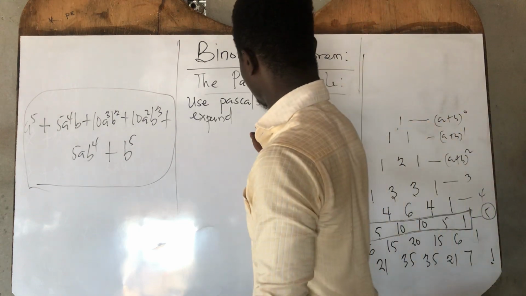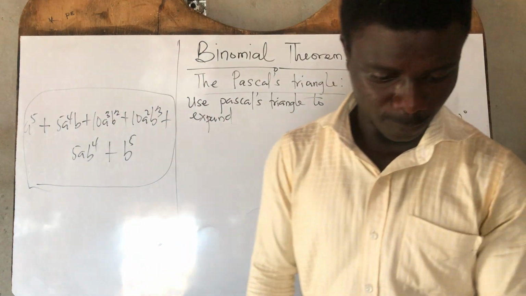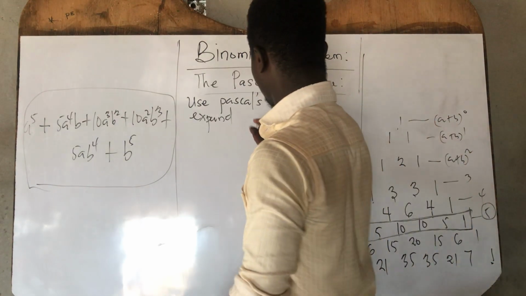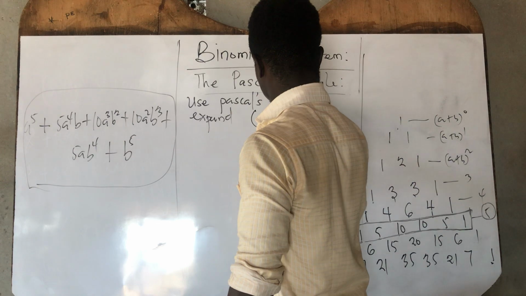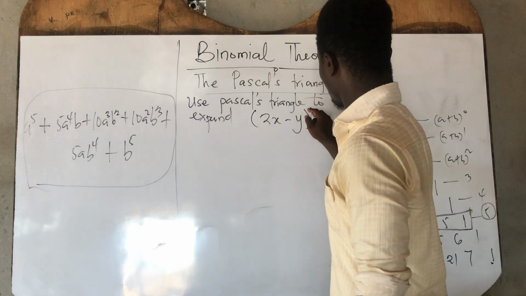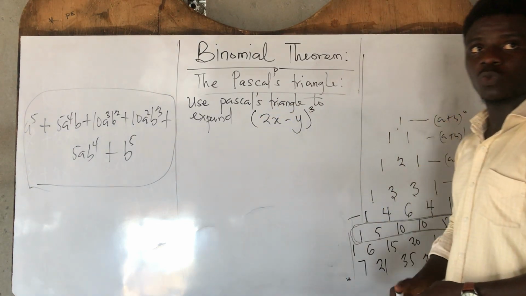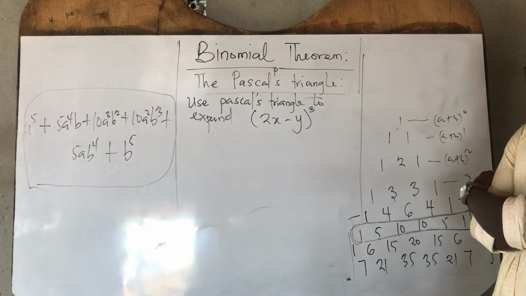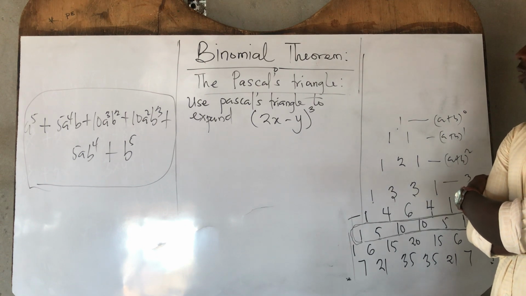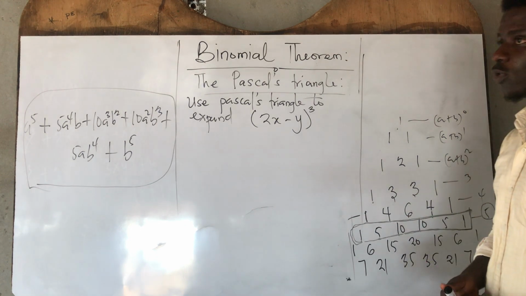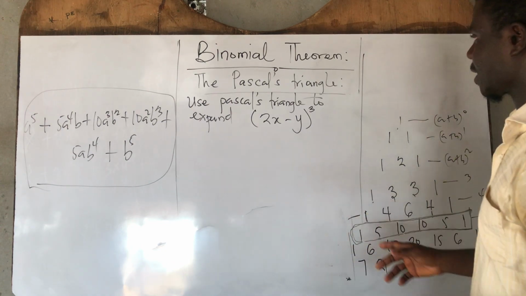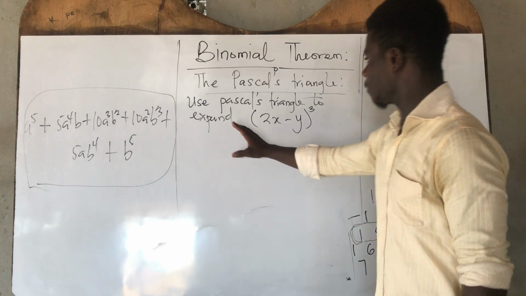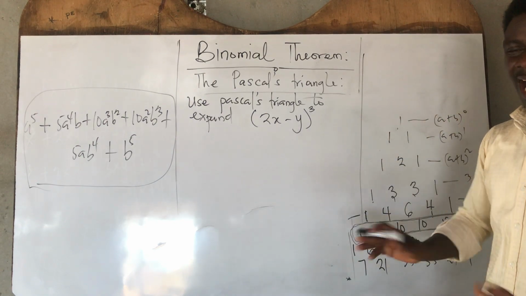So now, let's start with another question. Expand 2x minus y to the power 3. We are still using the Pascal's triangle. So how can we expand this using the Pascal's triangle?